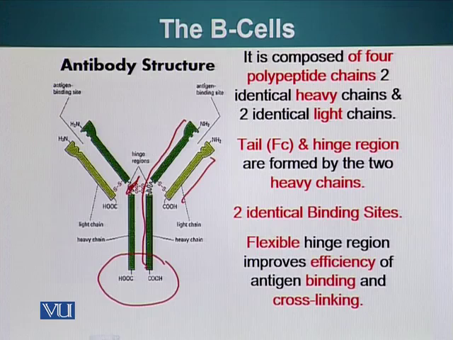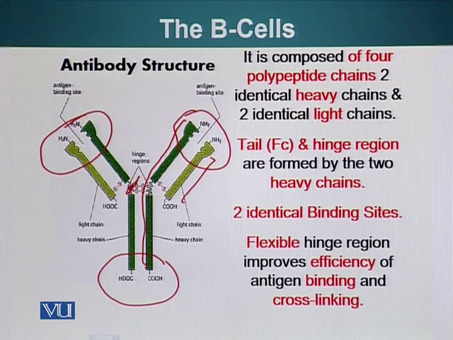The 2 binding sites on the antibody are identical. Here's site number 1, here is site number 2. So flexibility of this hinge allows these 2 antigen binding regions to cross-link different antigens and form larger structures that can be recognized by, for example, phagocytic cells, which can come and engulf those structures. The Fc region is also a very important region of the antibody.